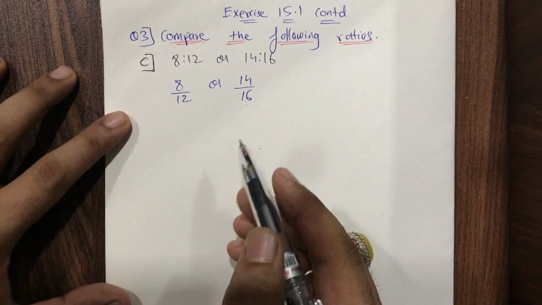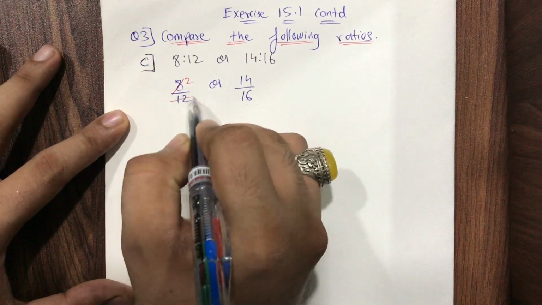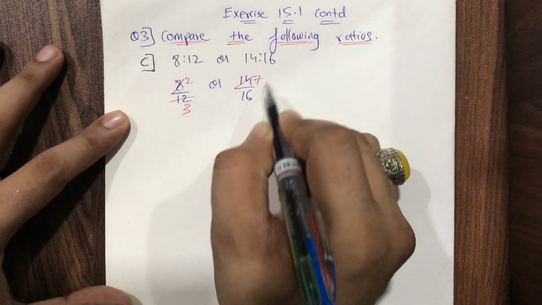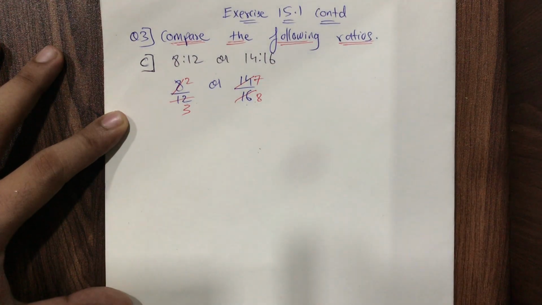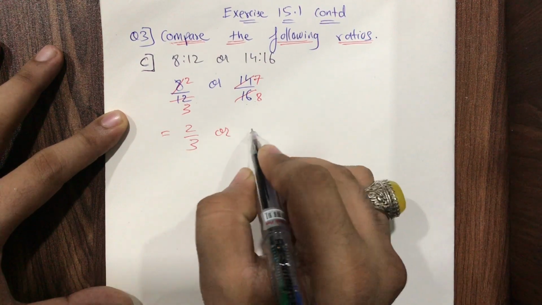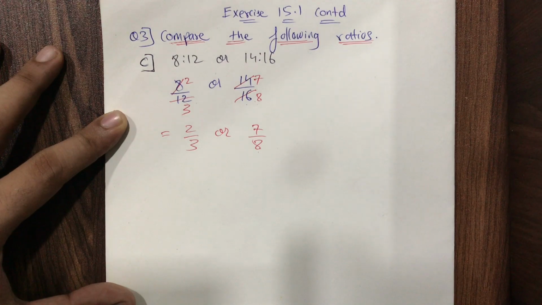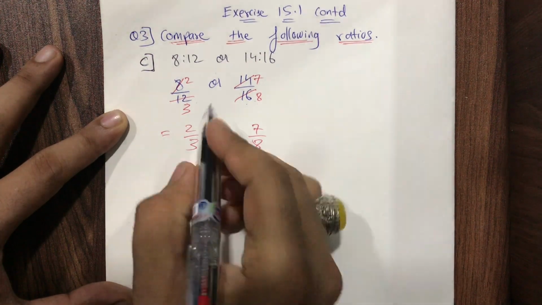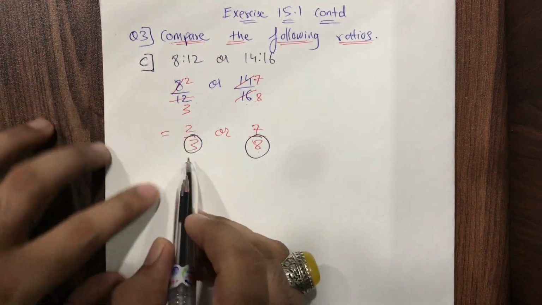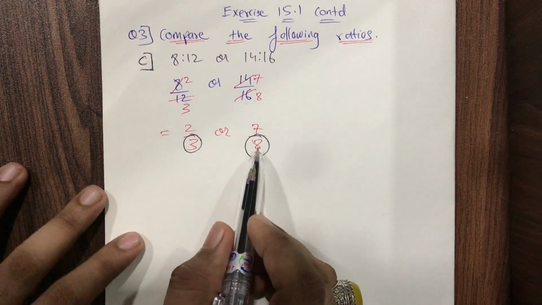But before doing LCM, can I say, students, here there can be some cancellation. 4 2s are 8 and 4 3s are 12. Similarly, here I can cancel with 2. 2 7s are 14 and 2 8s are 16. So my question now turns out to be 2 upon 3 or 7 upon 8. Now students, as I told you, I'll be making the denominator same, then only I can decide by looking at the numerators. For the first fraction, my denominator is 3. For the second fraction, my denominator is 8.